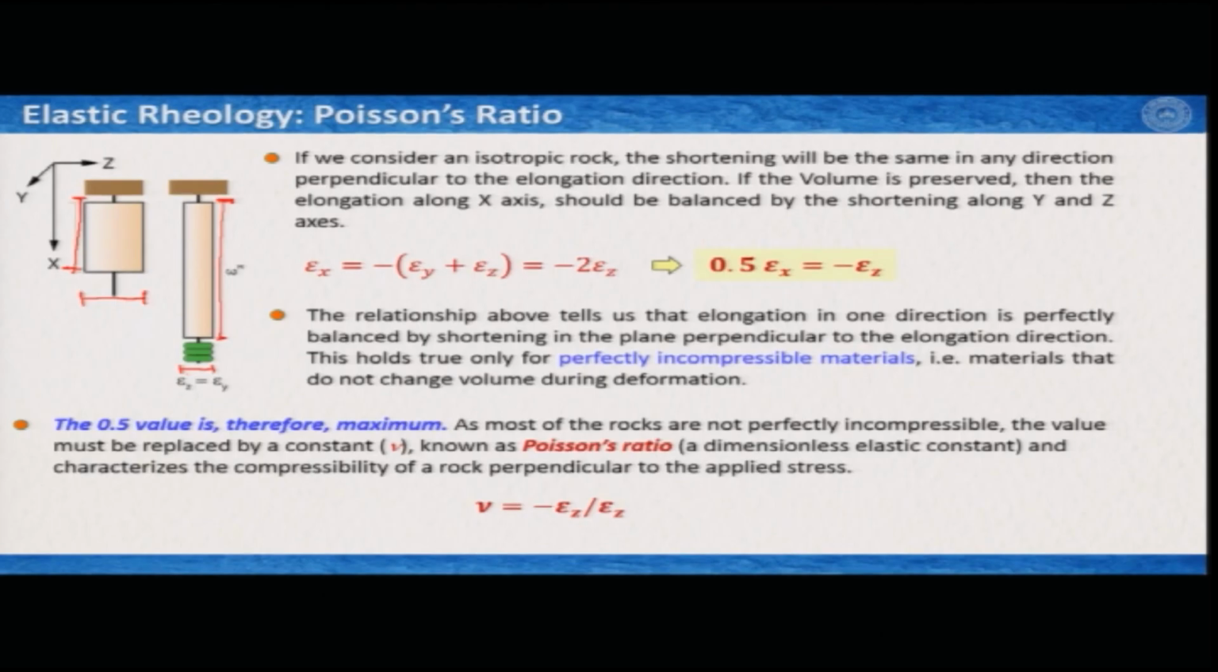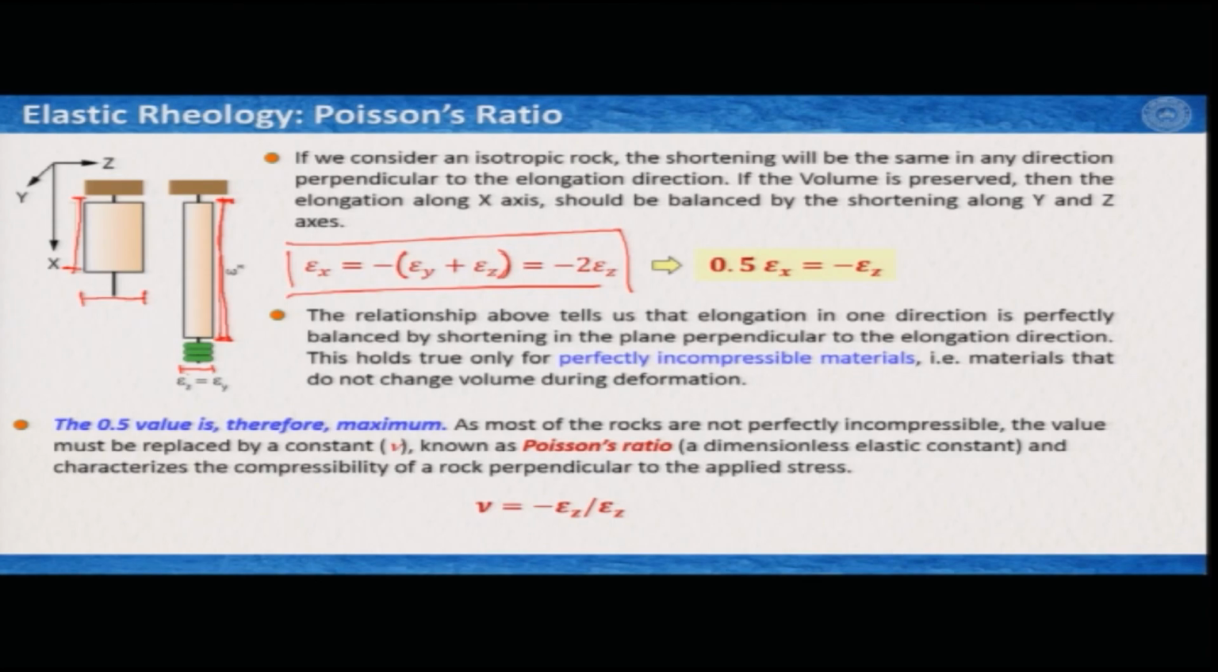So, this is only possible if the material that we are considering, the rock we are considering, is isotropic. The shortening therefore, will be the same in any direction perpendicular to the elongation direction, and if the volume is preserved, then the elongation along x axis should be balanced by the shortening along y and z axis, and therefore, you maintain your volume. So, we can write therefore this equation that Ex, that means the elongation that happened along x direction, should be equal to the sum of Ey and Ez.